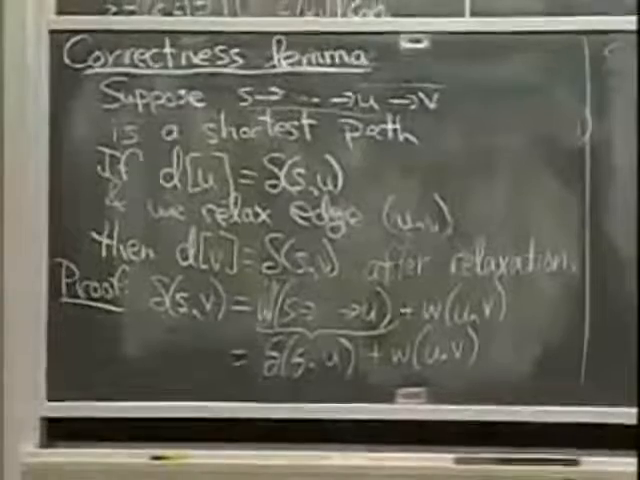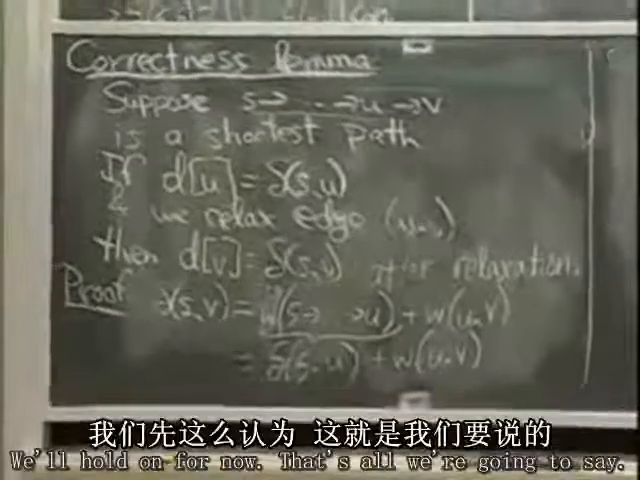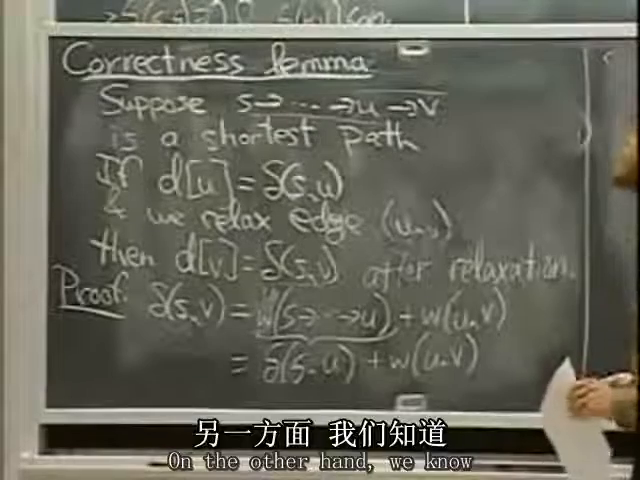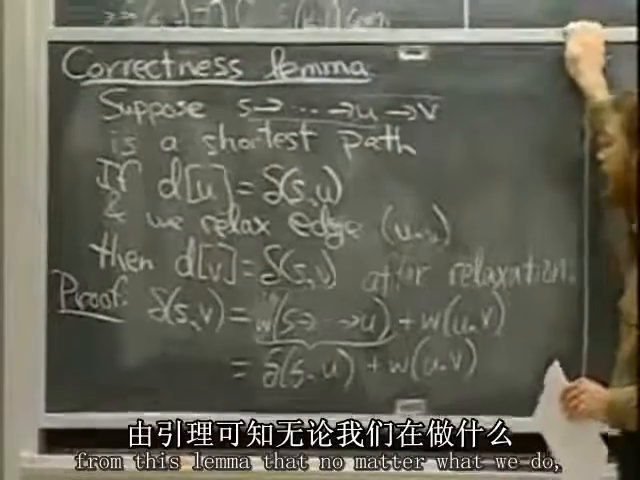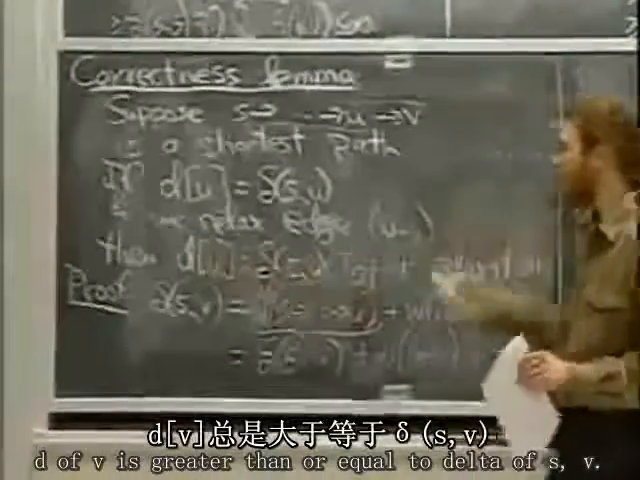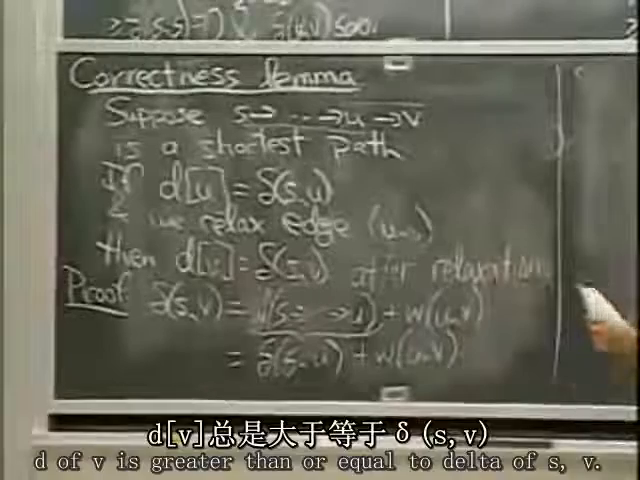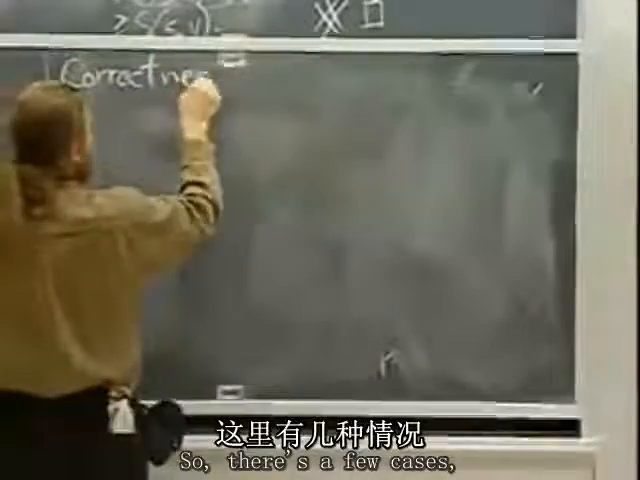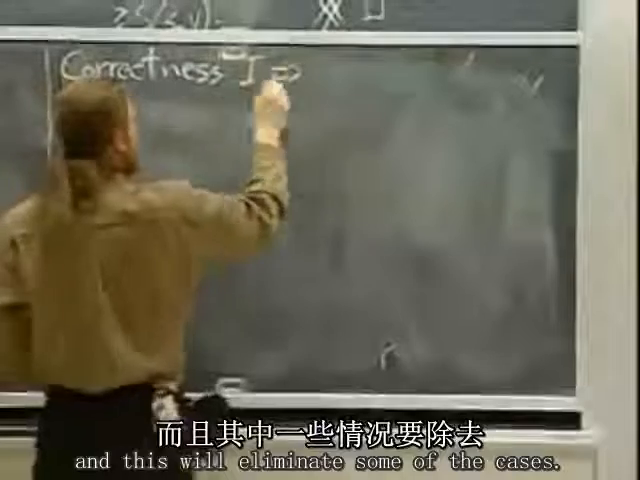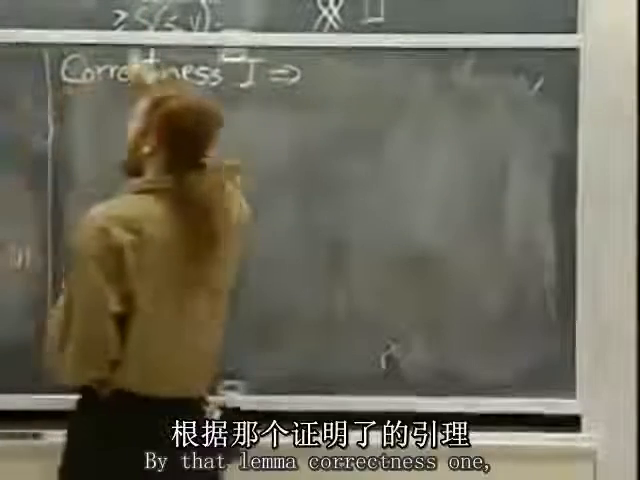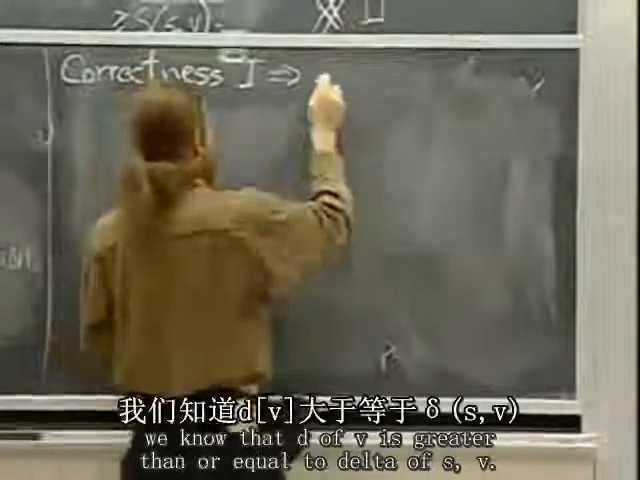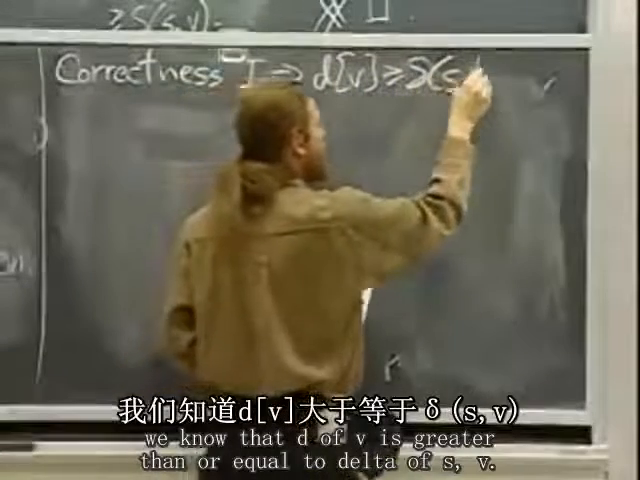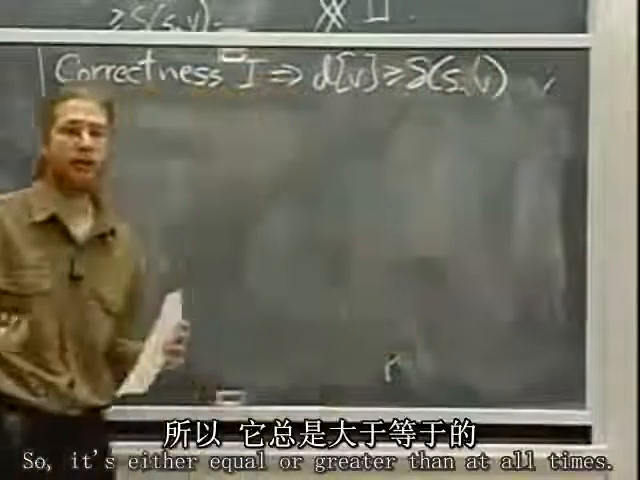We'll hold on for now. That's all we're going to say. On the other hand, we know from this lemma that no matter what we do, d of v is greater than or equal to delta of s comma v. So let's write that down. There's a few cases, and this will eliminate some of the cases. By that lemma, correctness 1, we know that d of v is greater than or equal to delta of s comma v. So it's either equal or greater at all times.